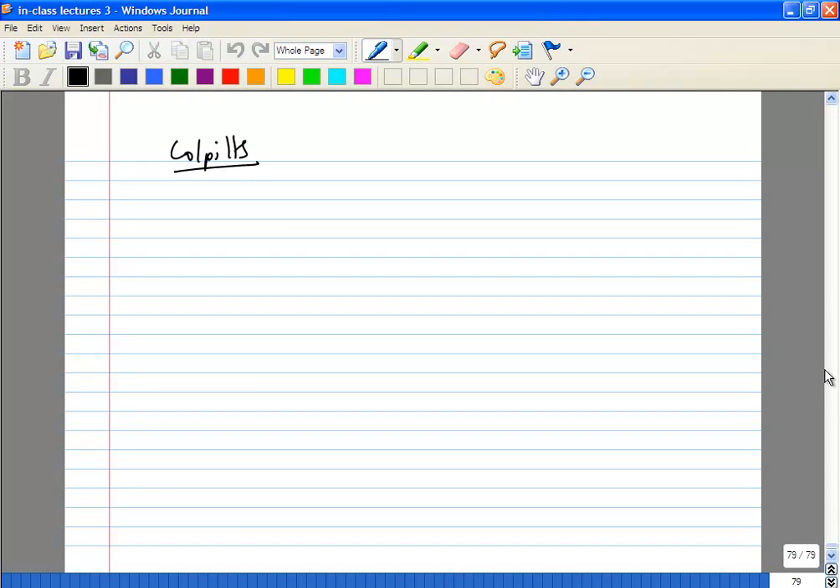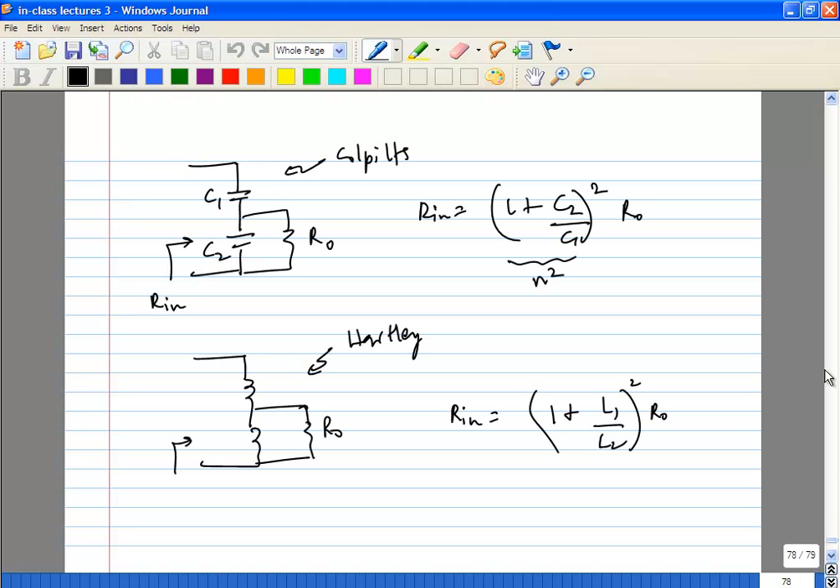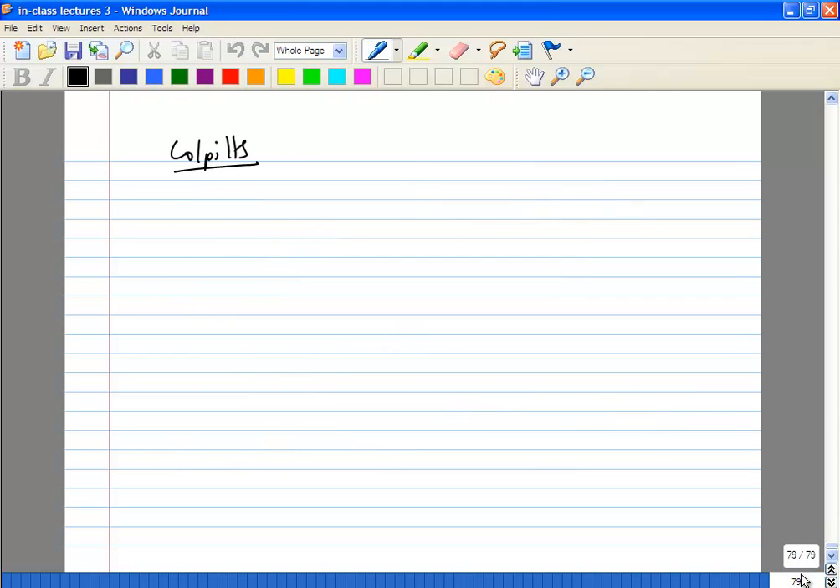Okay, so let's continue with the Colpitts. We are looking at the tapped capacitor and the tapped inductor structures. Remember, the tapped capacitor gives you the Colpitts and the tapped inductor gives you the Hartleys.